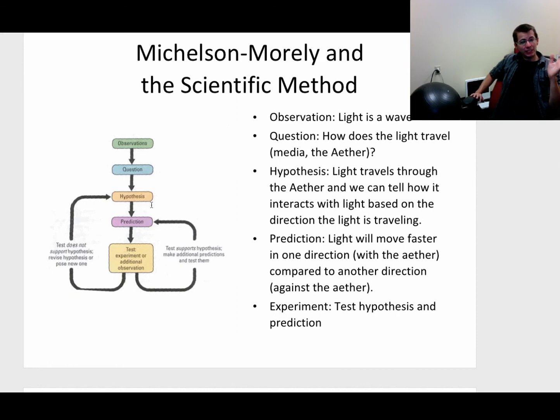But here's what's so interesting about the scientific method. The scientific method doesn't really care if the answer is right or wrong. All we care about is whether the result supports the hypothesis or doesn't support the hypothesis. So the Michelson-Morley experiment looked at the speed of these two beams of light, where one was with the movement of the Earth and one was against the movement of the Earth. And what they found is that there was no observable difference in the speed of light.